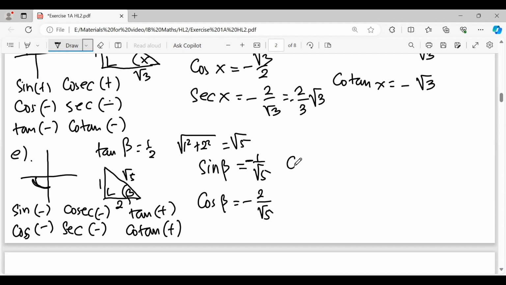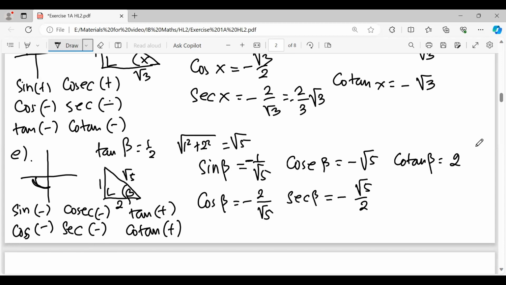How about cosecant? Cosecant beta, cosecant is minus, opposite of sine, root 5. Secant is negative, opposite of cosine, and cotangent is positive, this one, opposite of tangent, 2. Okay.